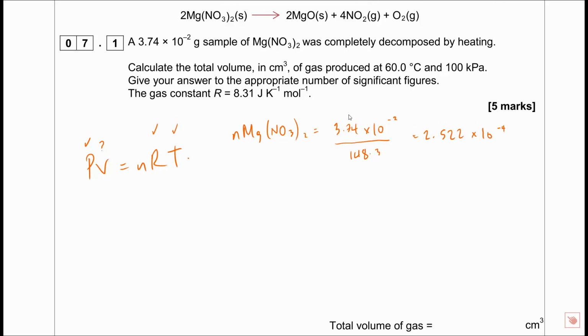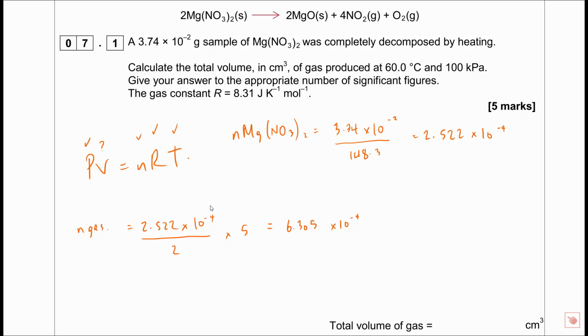Now, moles of gas. The ratio of this magnesium nitrate to gas is 2 to 5. Therefore, if we do moles of gas, which is important because we need that for here, we do 2.522 times 10 to the minus 4. This is how I would do it: divide by 2 times by 5, and that's going to give us 6.305 times 10 to the minus 4. That's our moles of gas overall. We're not distinguishing between the nitrogen dioxide and the oxygen. We're just talking about the entire gas, because that's what's going to be used for this ideal gas equation.